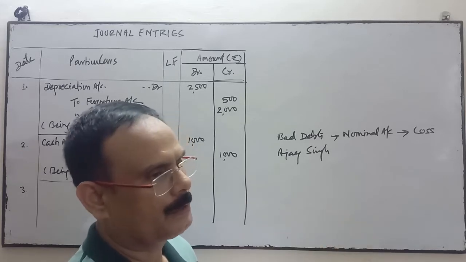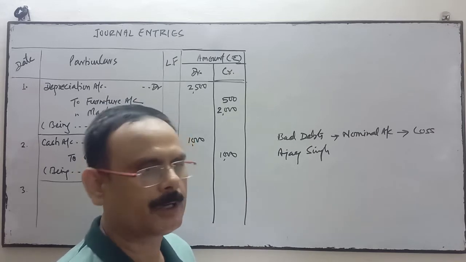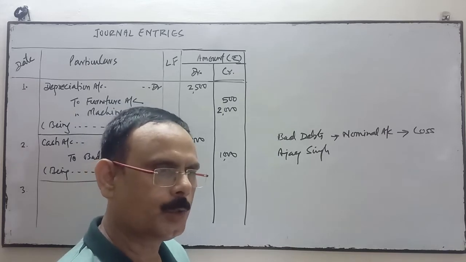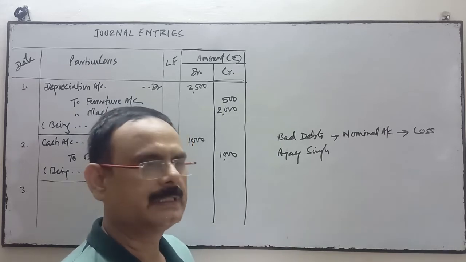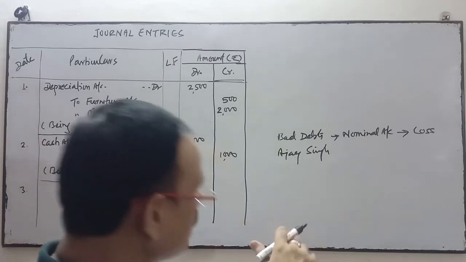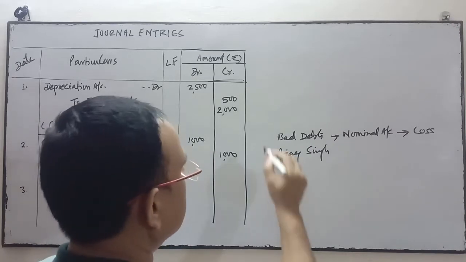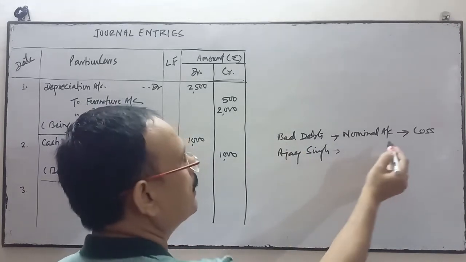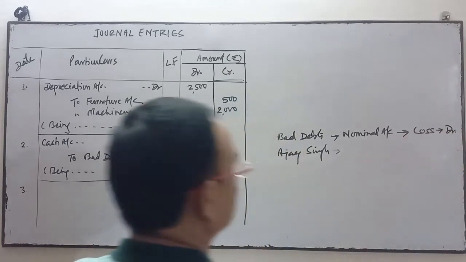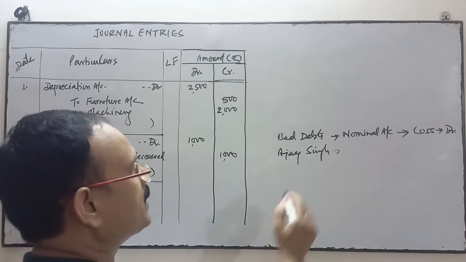When the court has declared Ajay Singh a bankrupt or an insolvent, nothing is recovered by the court from his personal assets, from his personal property. So the entire amount will be considered a loss, bad debts. So bad debts account and Ajay. All losses and expenses are debited as per the rules of nominal account.